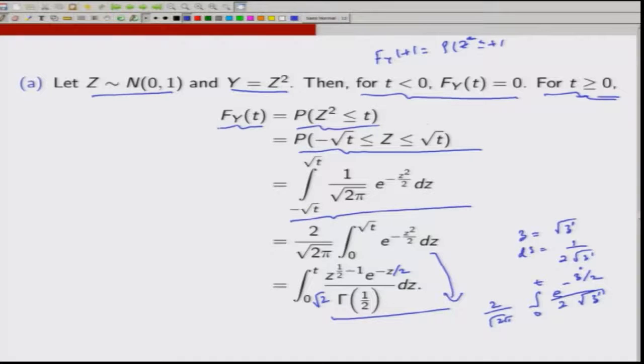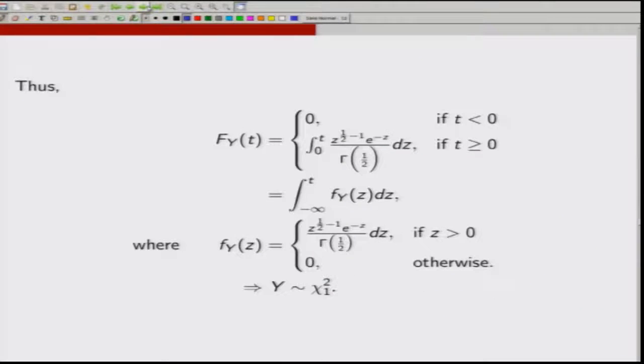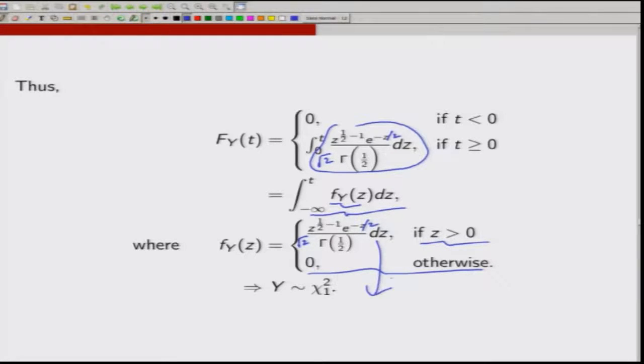So now I can write down these cases combined. So my F_Y(t) turns out to be the integral from 0 to t of the PDF, e to the power minus z by 2, z to the power half minus 1, by root 2 gamma half. So that means this whole can be written as the integral from minus infinity to t of f_Y(z) dz, where f_Y(z) is e to the power minus z by 2, z to the power half minus 1, by root 2 gamma half if z is positive and 0 otherwise. So that means your distribution function can be written as the integral from minus infinity to t of a non-negative function f_Y(z) dz. But this is nothing but the PDF of the chi-square 1 distribution. So this suggests that Y has chi-square distribution on 1 degree of freedom. So if you have a normal 0, 1 and you square it, you get a chi-square on 1 degree of freedom.